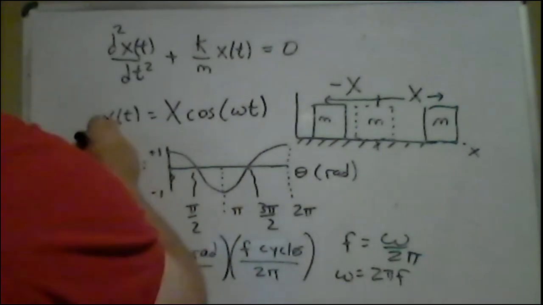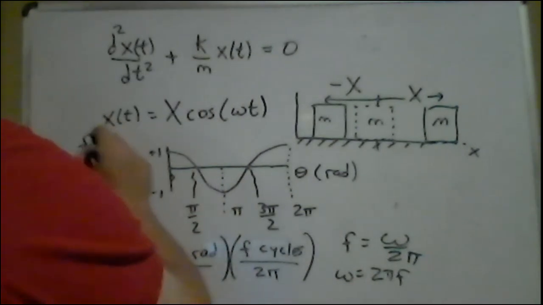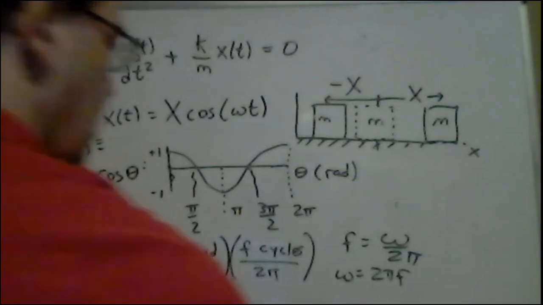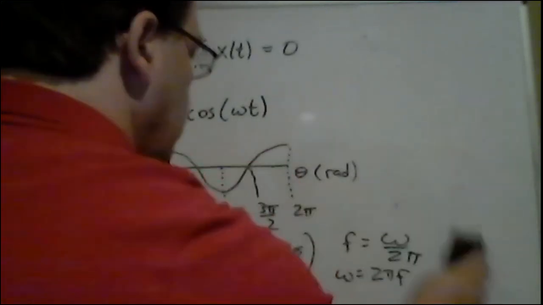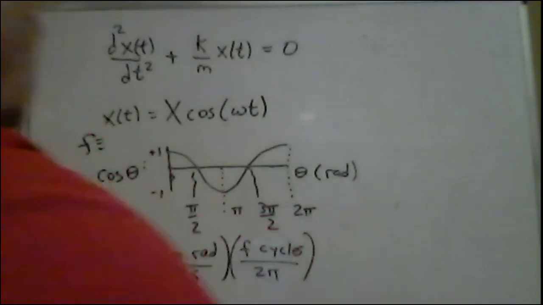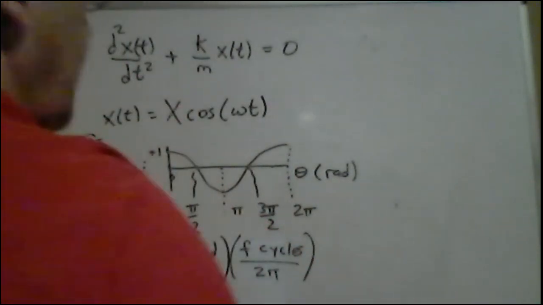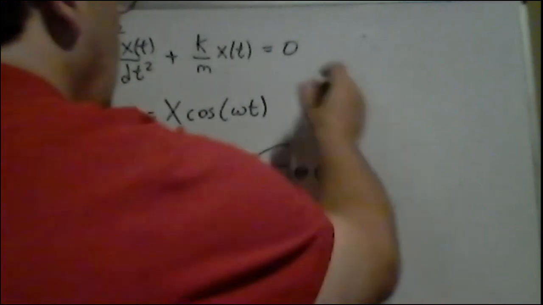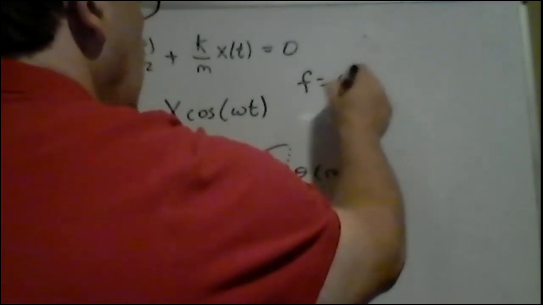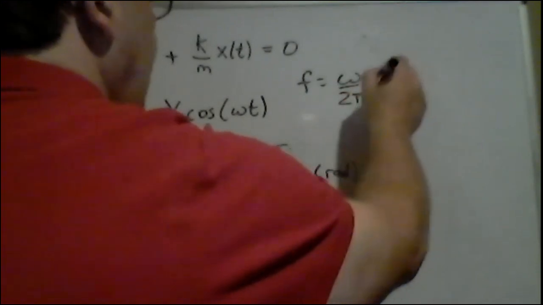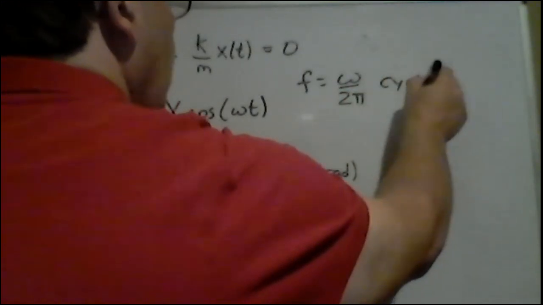All right, so F is your ordinary frequency. So again, if I know that omega is 2 pi radians per second, I want to figure out how many cycles. Well, literally, I divide by 2 pi. So it's omega divided by 2 pi. That gives me cycles per second.